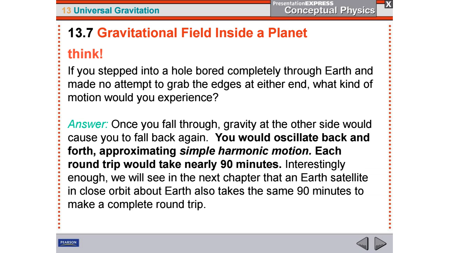So what were your ideas? The answer is, as you fall through, gravity at the other side would cause you to fall back again. So as you got to one side of the planet, you would then be pulled back up, right? In reality, you would oscillate back and forth approximately in simple harmonic motion. Now, I know that sounds kind of insane, you falling through the Earth and then coming straight back in oscillatory motion. What's even more mind-blowing is it would take approximately 90 minutes.